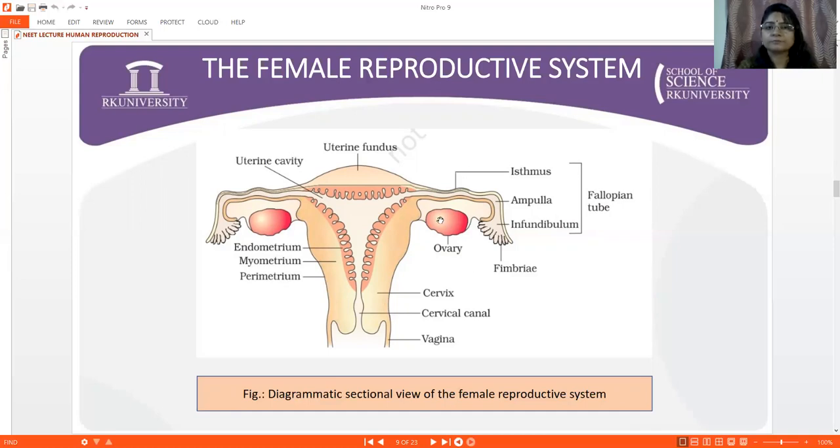This is the ovary. This ovary is attached to the fimbriae. And this fimbriae is further attached to a common duct, which is called the fallopian tube. This fallopian tube has three different parts. This is called the infundibulum. Next to it is the ampulla. Next to it is the isthmus. These three are the parts of the fallopian tube. This is the uterine fundus.